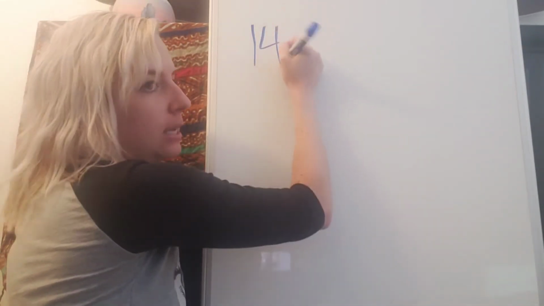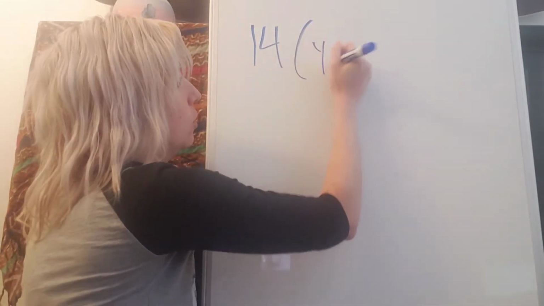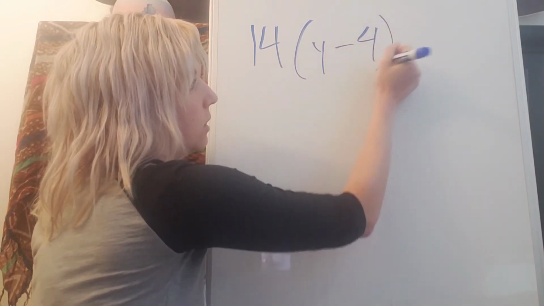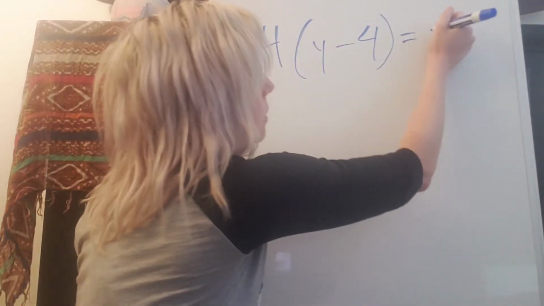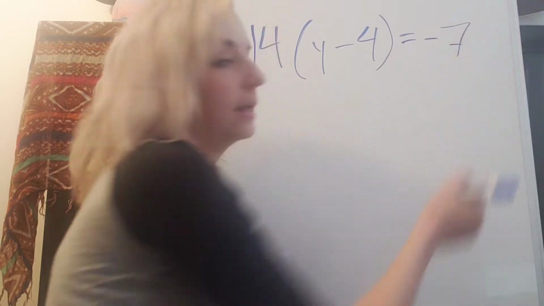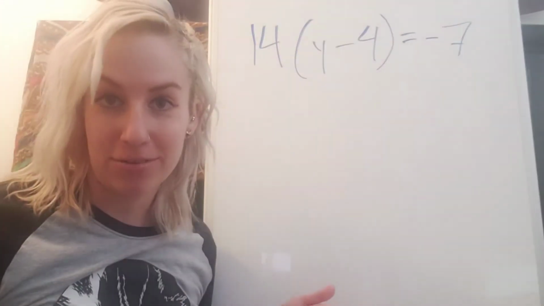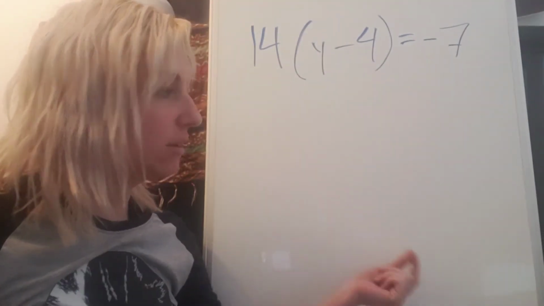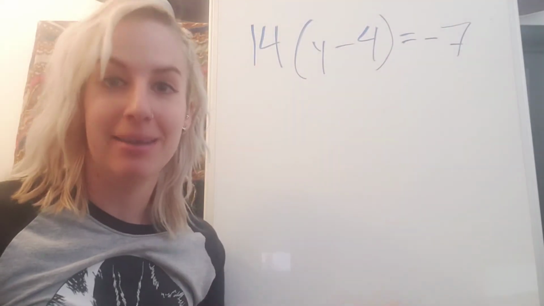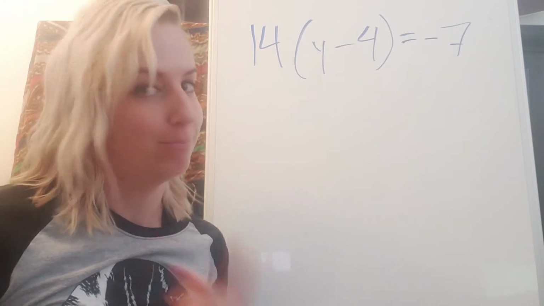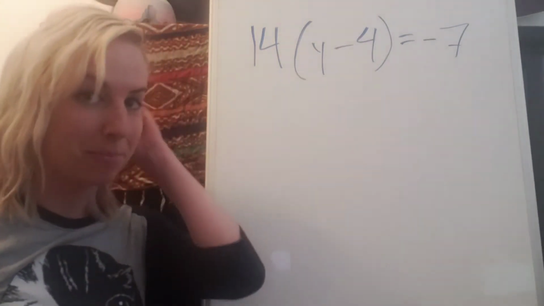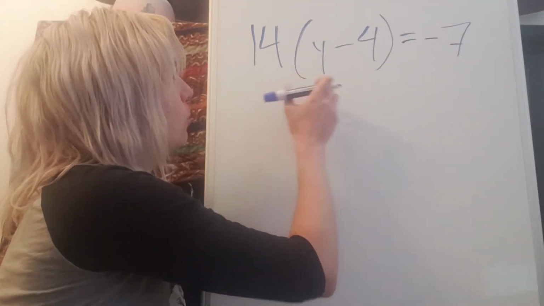I have 14 times y minus 4 is equal to negative 7. Now, again, I would pause this right now, solve this super fast, and then press play and see if our answers are matching up. Do it. Seriously. Okay. So here's our equation.